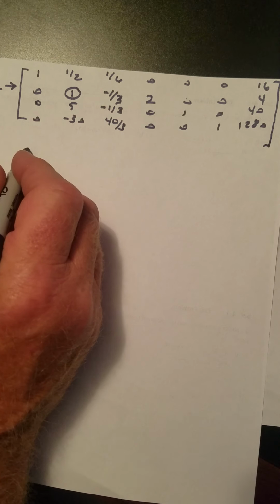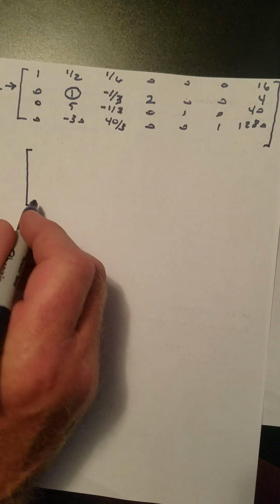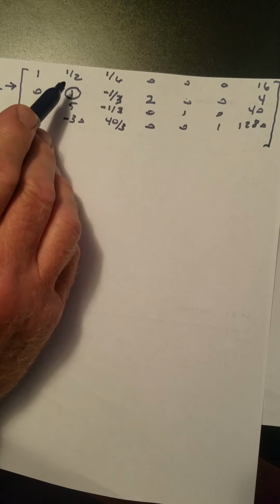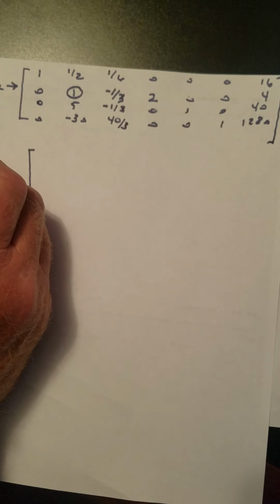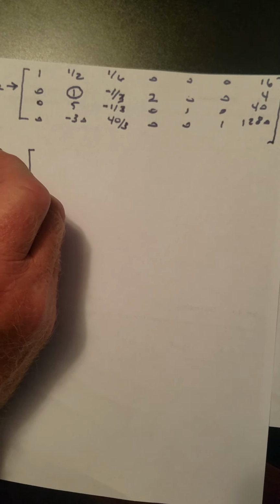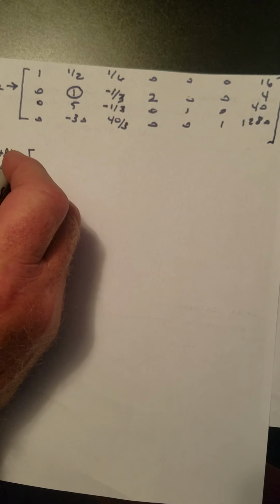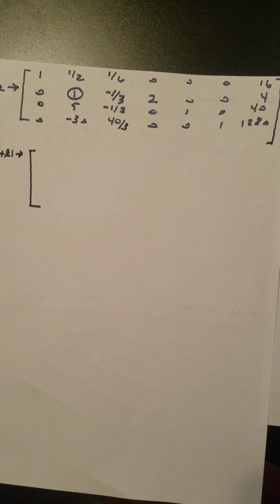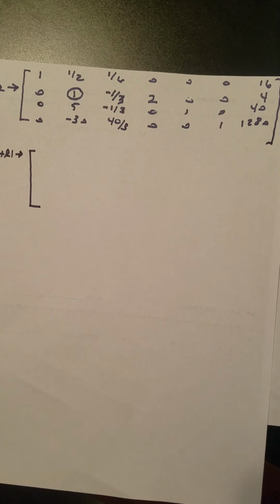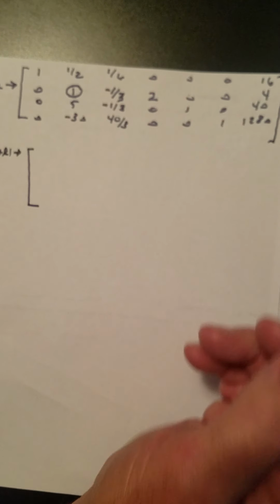Okay, so we need to get a 0 where the 1/2 is. So I'm going to multiply negative 1/2 times row 2, add it to row 1. If you picked up on Gaussian and followed the rules there, this is not very hard. It's almost the same thing. The only thing that's different is knowing where the 1 is going to be.